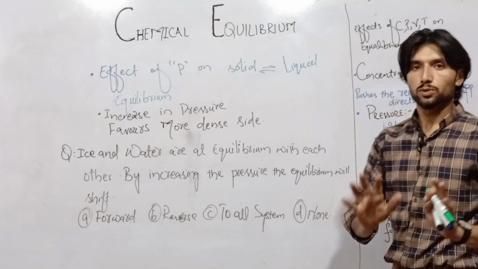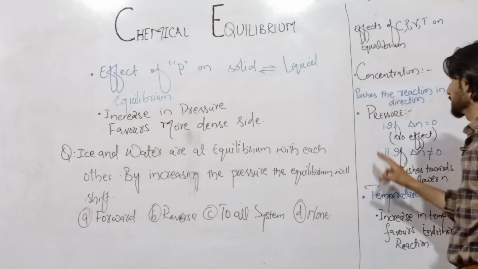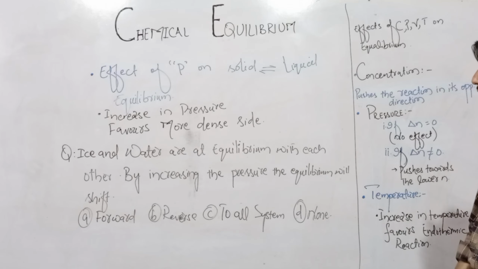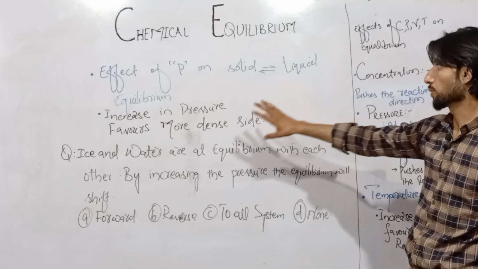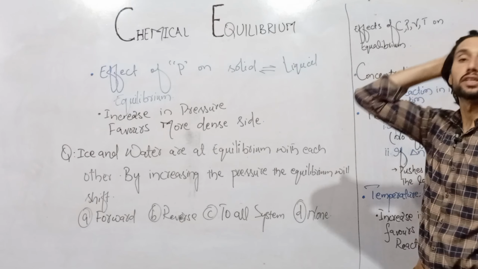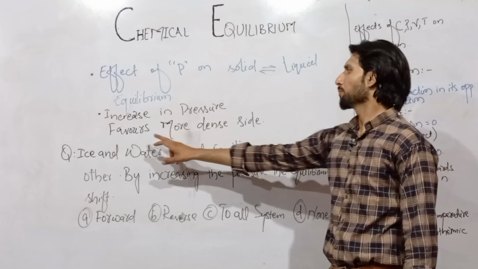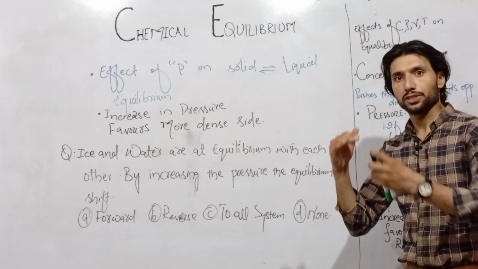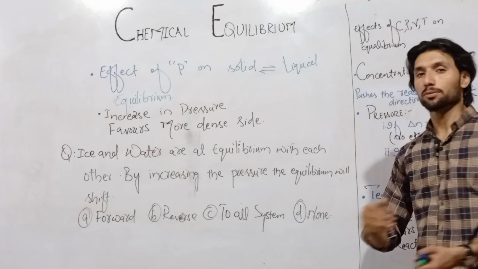So first of all, we have to discuss a bit of concept, which I discussed in the pressure case, but not elaborately. Here again I'll give a hint to it. Effect of pressure on solid and liquid at equilibrium. If solid and liquid are at equilibrium with each other, what will be the effect of increasing pressure in that case? Increasing pressure favors the more dense side. So if I increase the pressure when solid and liquid are at equilibrium, the equilibrium will shift to the more dense side.